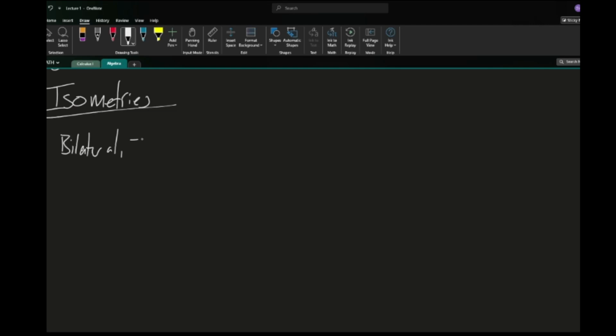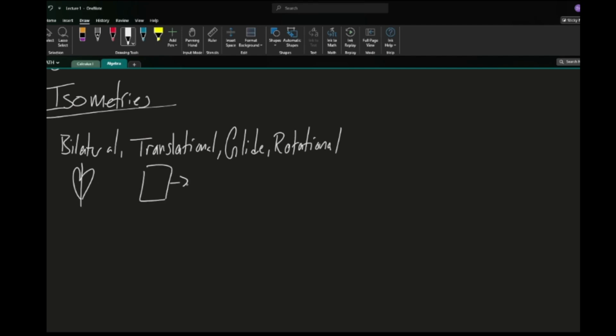translational, glide, and rotational. So with these four types of symmetries, bilateral is when you split something down the middle, like a heart. Translational is when you take some sort of figure and move it to a different location. Glide, the textbook shows as a symmetry across both rotational as well as translational, kind of like an in-between, or a reflection moved forward.